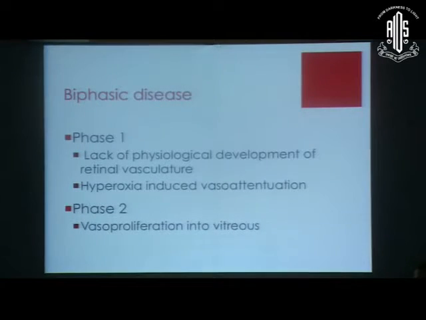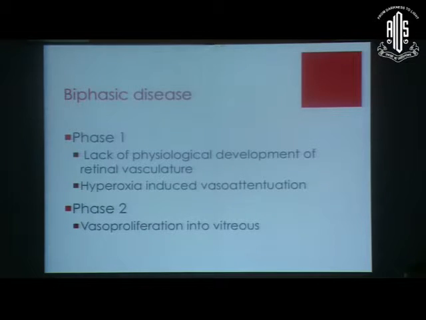The OIR model is in both mouse and rats. There's a difference in the mouse model and the rat model because the mouse model doesn't replicate all the phases of the human ROP, while the rat model is a little closer to the human occurrence of the disease process. So basically, it's a biphasic disease. There are two phases in the development of ROP.